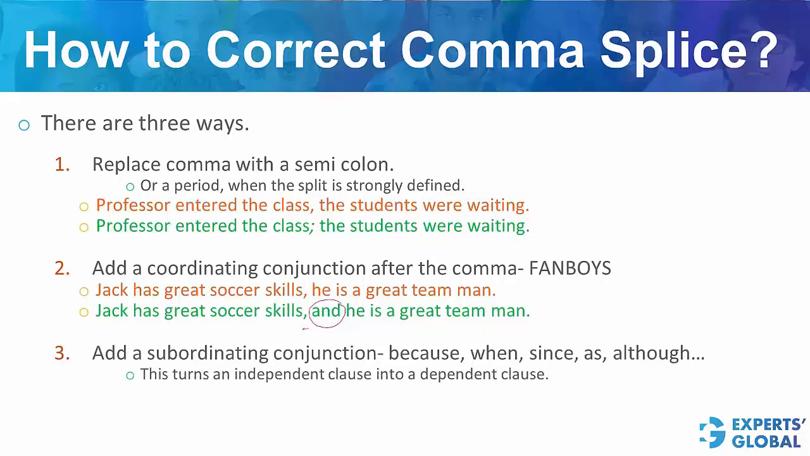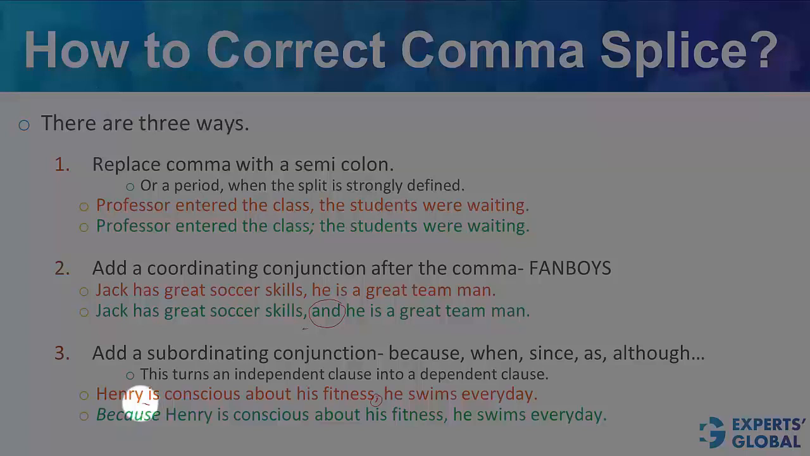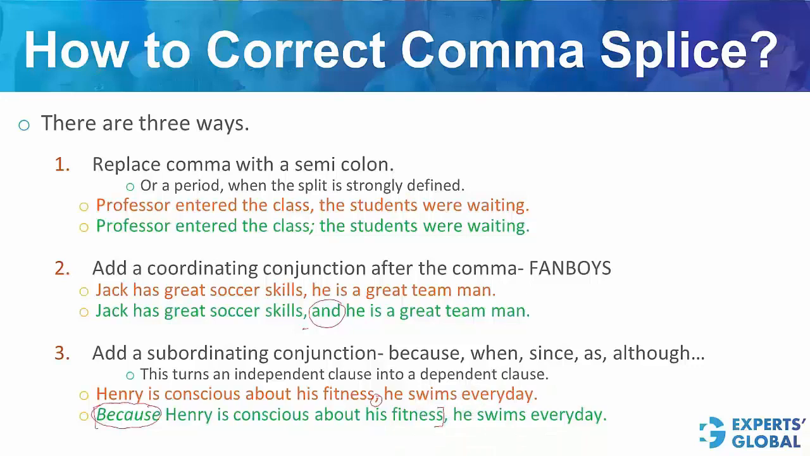The third way of correcting the error: adding a subordinating conjunction will turn the independent clause into a dependent clause. Let's understand this through an example. This is an incorrect sentence. This suffers from comma splice here. And if we add a subordinating conjunction, you see because has come here, and therefore because of this subordinating conjunction, this clause here, from here to here, is no longer an independent clause. Remember, a comma is strong enough for joining an independent clause with a dependent clause.